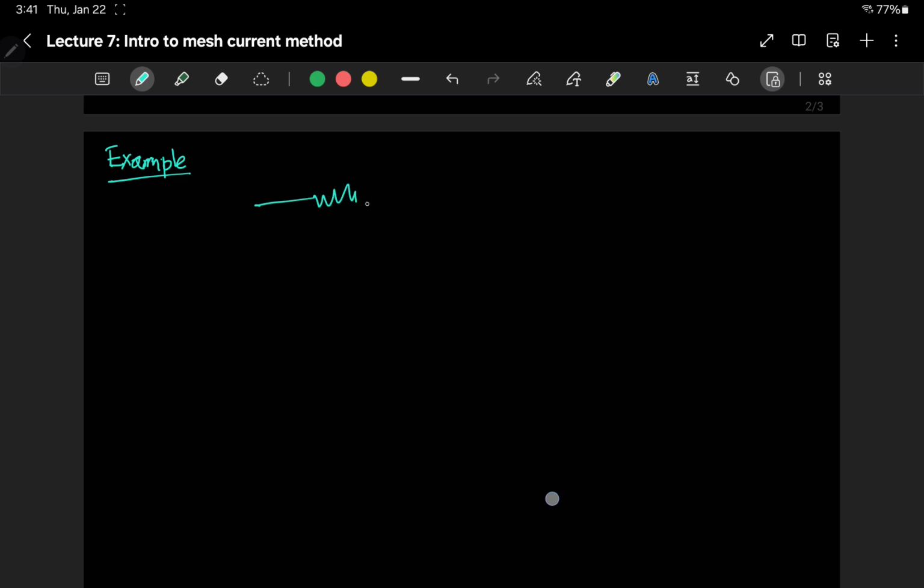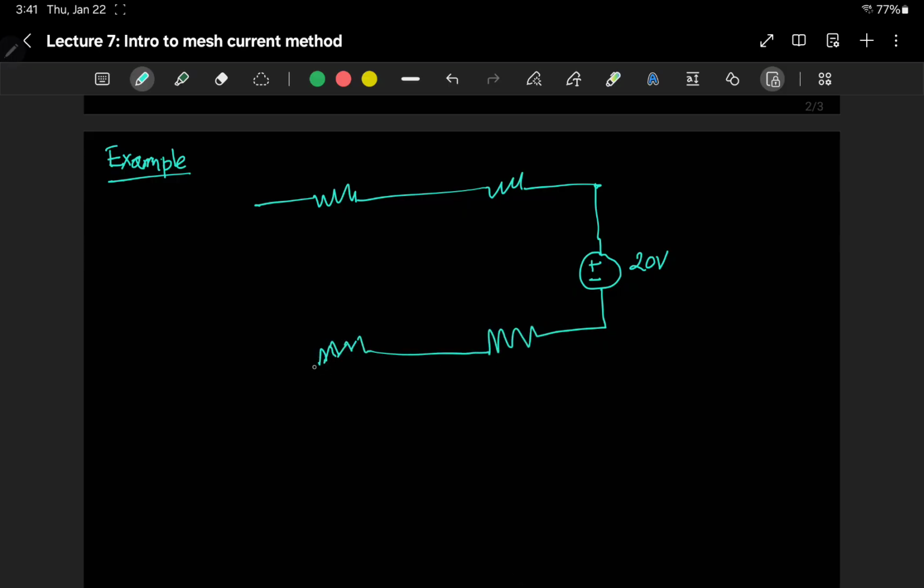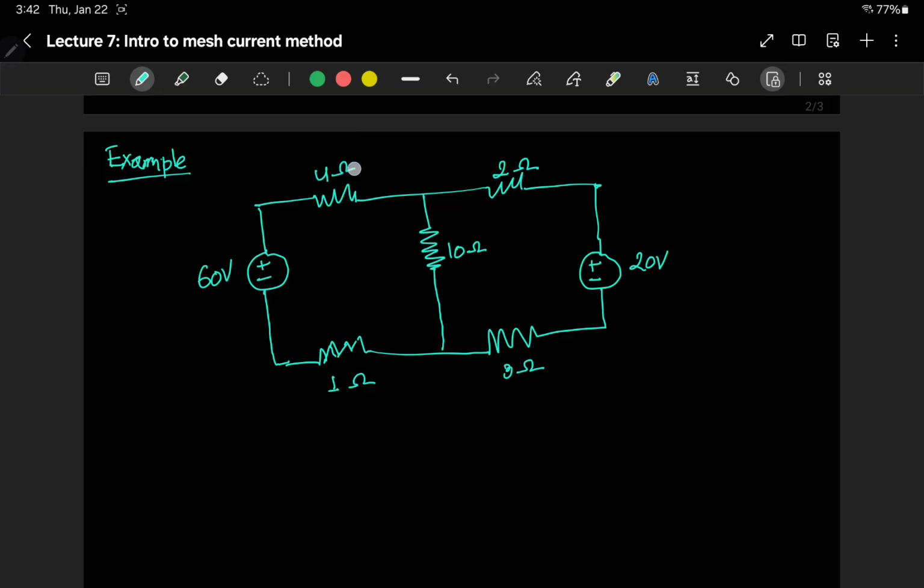So we have the resistor, another resistor, we have positive, negative. This is 20 volts. Another resistor, another resistor, and then we have another voltage source which has 60 volts, and we have a resistor here too that is 10 ohms. This is 2 ohms, this is 3 ohms, this is 1 ohm, this is 4 ohms.